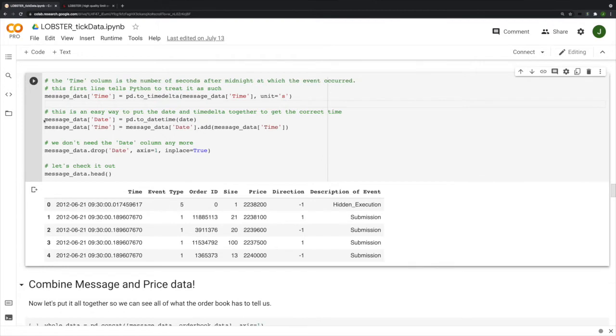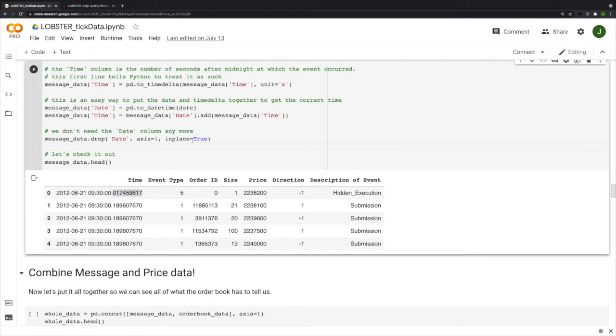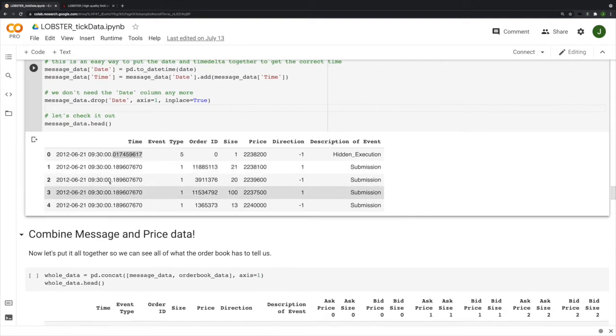And then if we get the date, which is June 21st, 2012 down here, then we can take that time delta and we can start from right here. This starts it at midnight, 000000, and then we're adding that time delta onto it to get the actual time at which the events happened. And you can see this is down to sub milliseconds, very, very minute time-wise. And then I just dropped the date column. And now we can look at that.